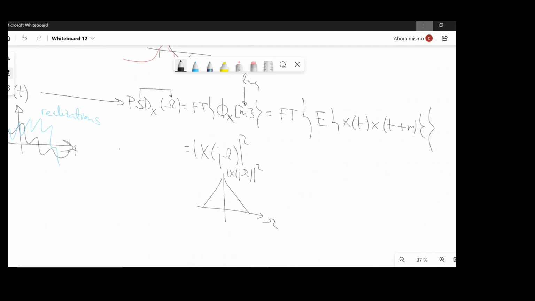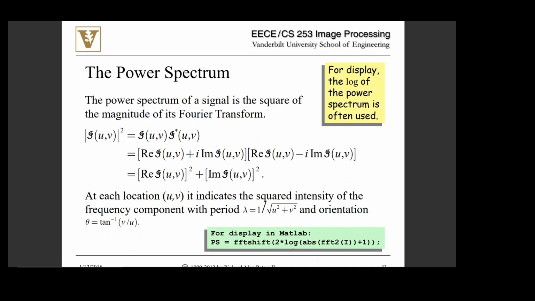Okay, now we have images and we have the Fourier transform. So I can find the power spectrum of my image. It is the same. I will assume that it is deterministic, and then it is simply the Fourier transform modulus squared.